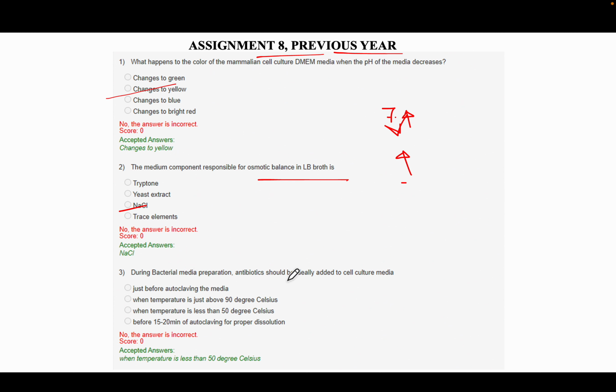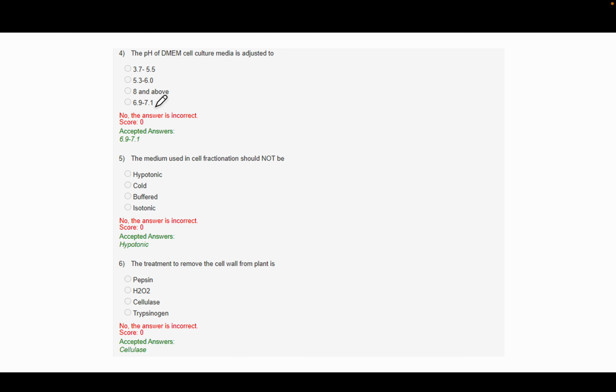During bacterial media preparation, antibiotics should ideally be added to the media when? Just before autoclaving, when temperature is just above 90 degrees, or when temperature is less than 50 degrees. The answer will be when temperature is less than 50 degrees Celsius. The pH of the DMEM media is around 6.9 to 7.1. It's around 7 or 7.4, like physiological pH.